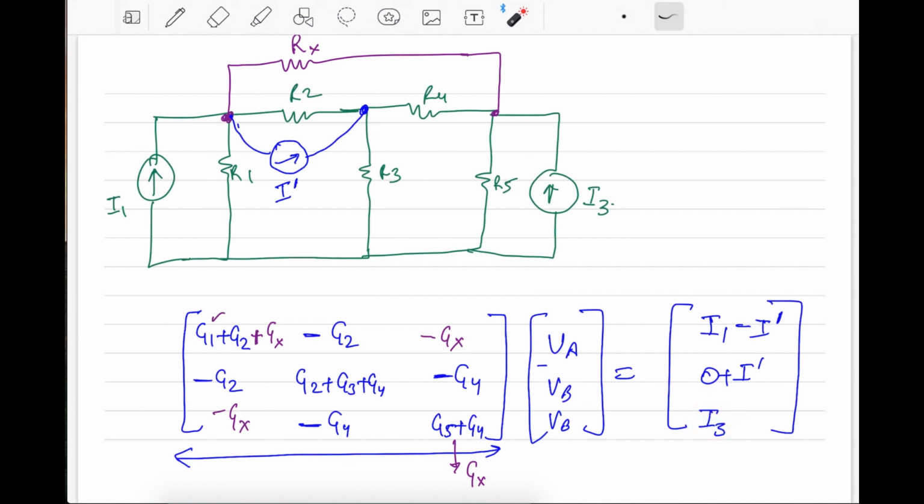But in case you have another current source like this, let us say I double dash, then what will happen? Sir, for the first node it will be I1 minus I dash plus I double dash, and for the third node it will be I3 minus I double dash. Good. Now I think you are pretty comfortable with solving these types of questions where you will have variations. I have given you a few variations here. Let us explore a few more variations so that you will become more comfortable.